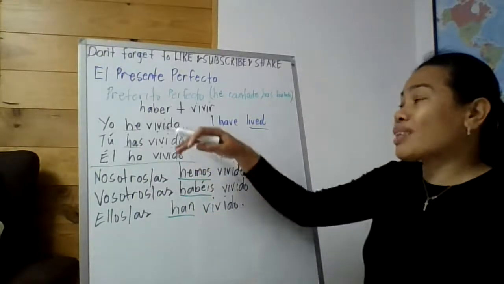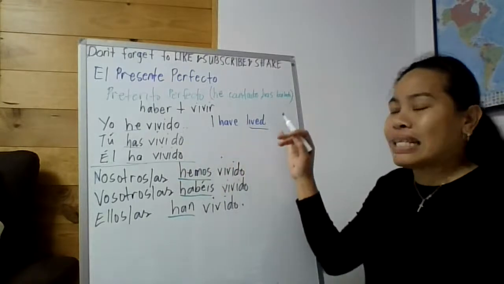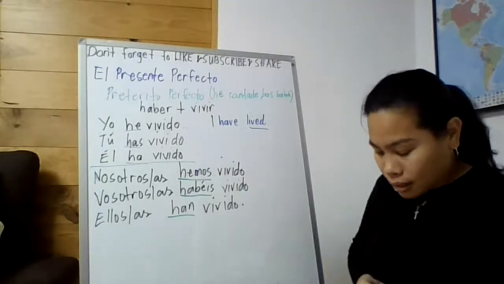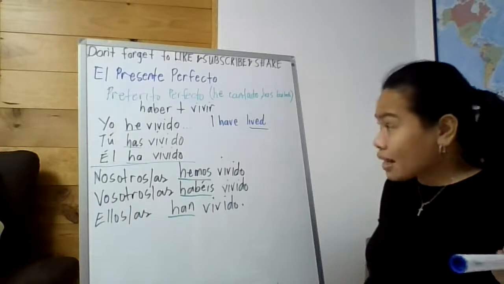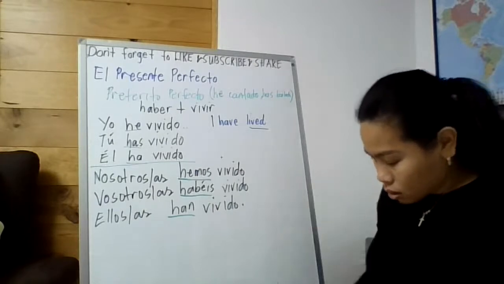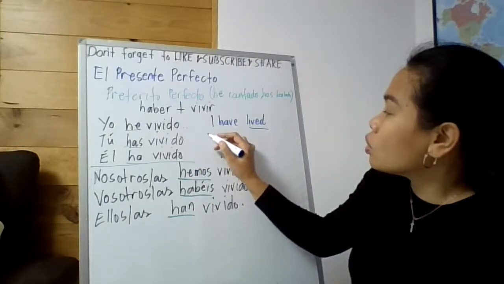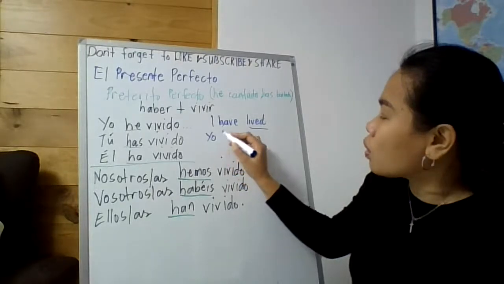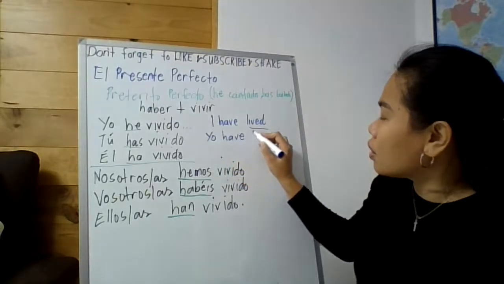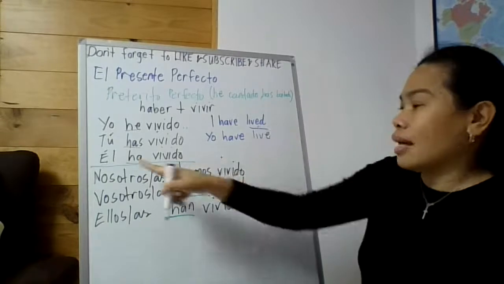So, if you're going to translate that, I have lived. And then, the second one is you have lived. You have lived. And then, he.